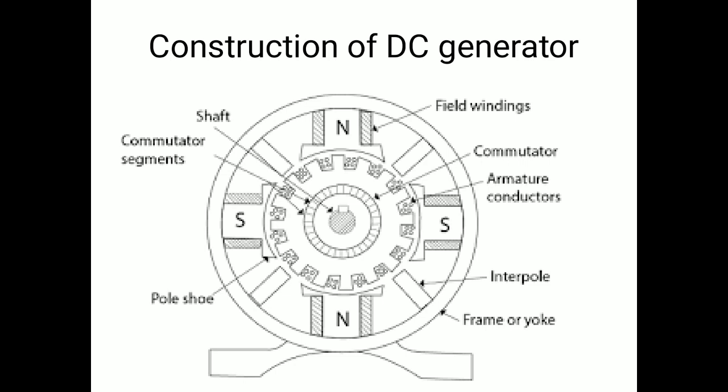This is the construction of a DC generator. There are two essential parts of this device: one is the stator part, and the other is the rotor part. The stator is the stable part, and its function is to provide the magnetic field when the coil spins. The rotor is the rotating part of this device. Here the armature core is the rotor part of the DC machine.